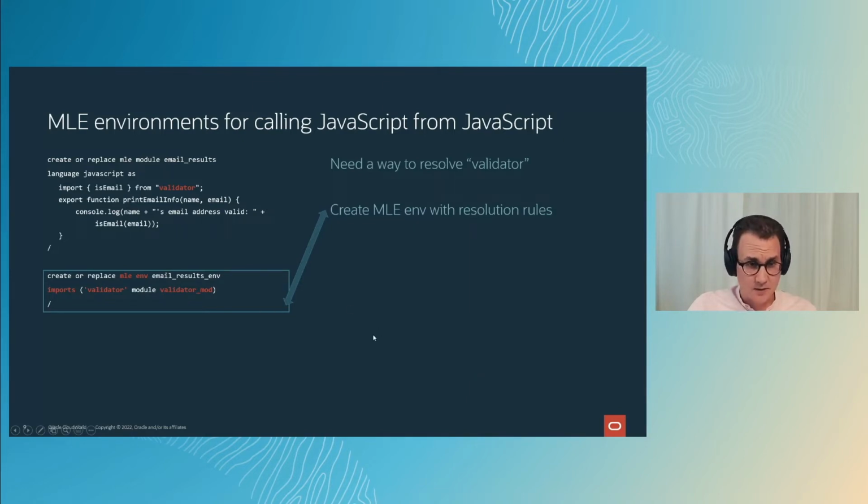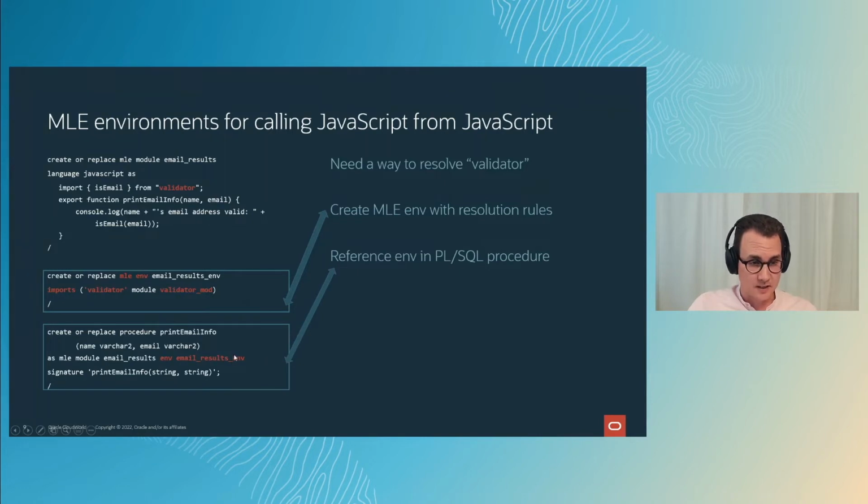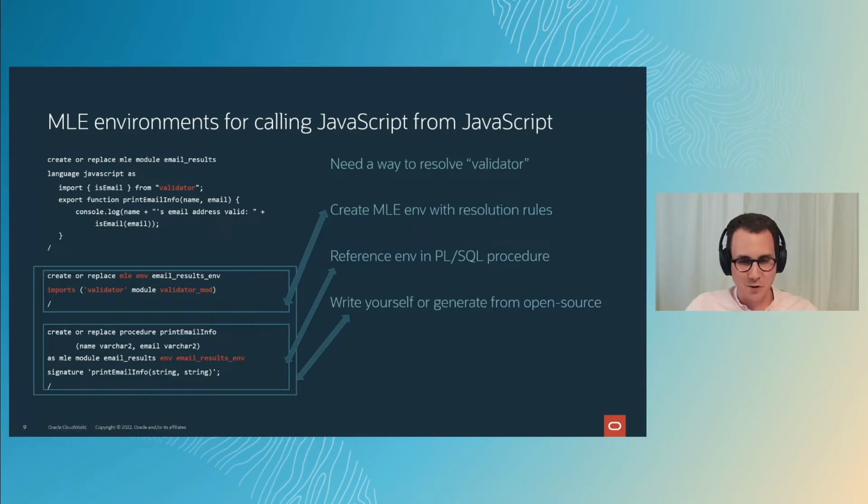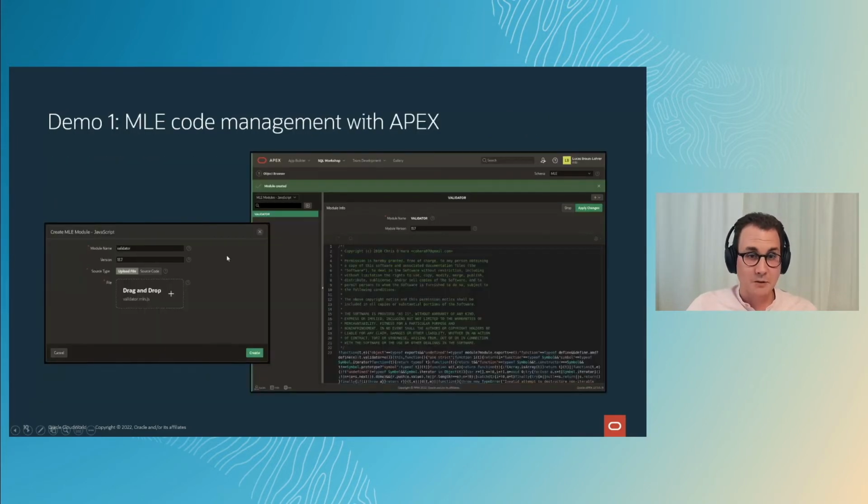Once you have that environment, you can then use it in your call signature. So this time, we not only say MLE module and give a signature, but we also say which environment should be used, such that when MLE executes this function here, this procedure, it knows how to resolve validator in here. Again, I want to stress the point, you can write this yourself or generate it from open source. Now let's see a first demo of how this is working in practice.